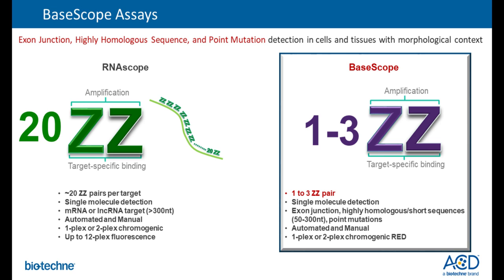In addition to our RNAscope assays, we also have a system called the Basescope assay, which is specifically used for detection of targets that are short, between 50 to 300 nucleotides in length. Now, these include your exon junctions, point mutations, highly homologous sequences, etc. The probe design strategy between our RNAscope and Basescope assays also varies to some extent. For our RNAscope assays, we design a pooled probe of 20 ZZ pairs, and for our Basescope assays, we have a pooled probe of 1 to 3 ZZ pairs, mainly because we are targeting a shorter sequence.